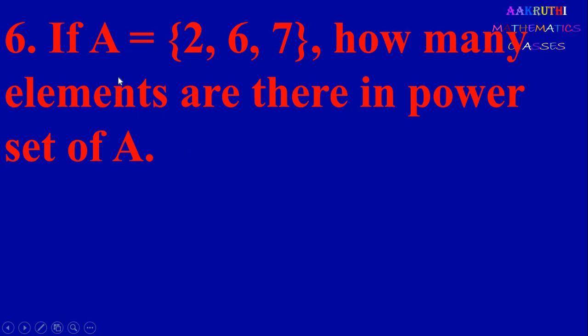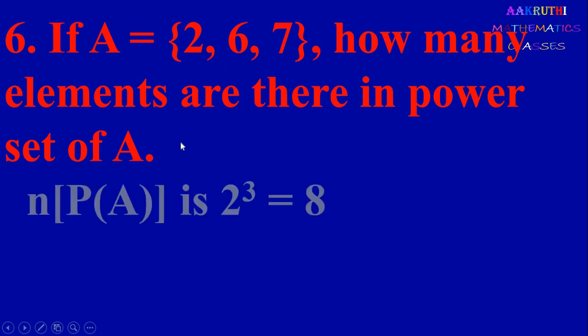So next one, if A is {2, 6, 7}, how many elements are there in the power set of A? Now here in A we have 3 elements. The number of elements in the power set is 2 to the power k. Therefore here it is 2 to the power 3. 2 power 3 is 8. So the formula n of P of A is 2 to the power k. Here it is 2 to the power 3, 8 elements. So therefore the power set has 8 elements.